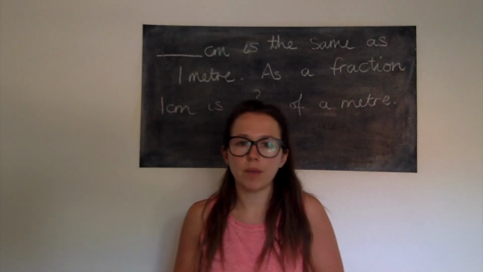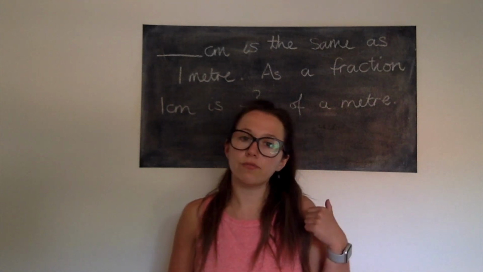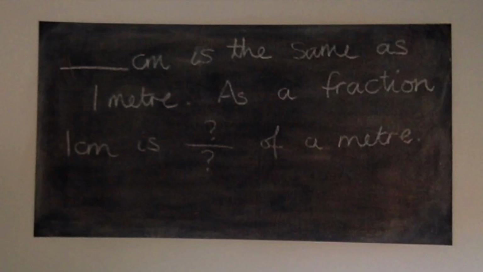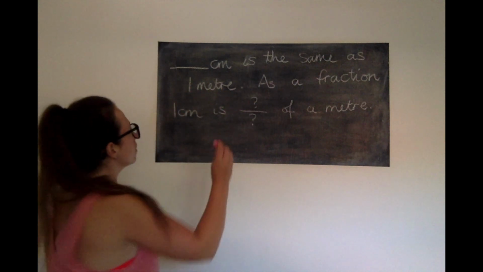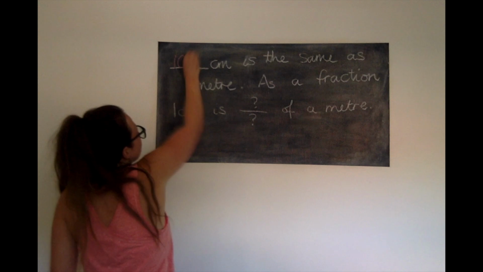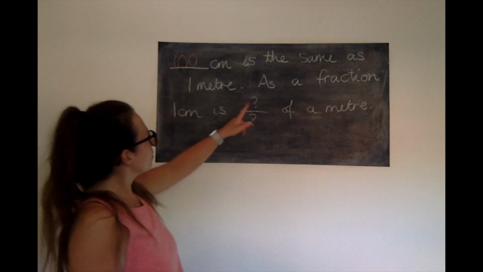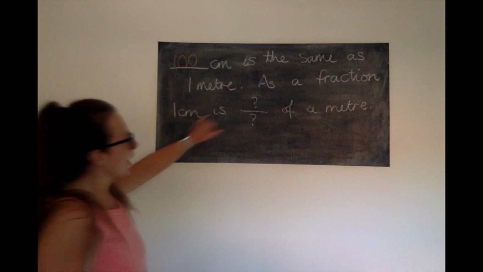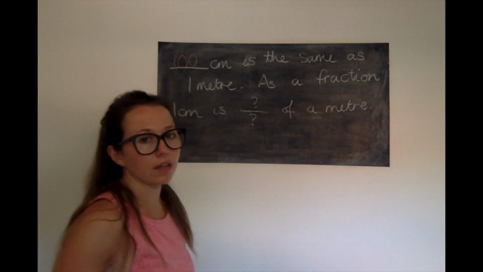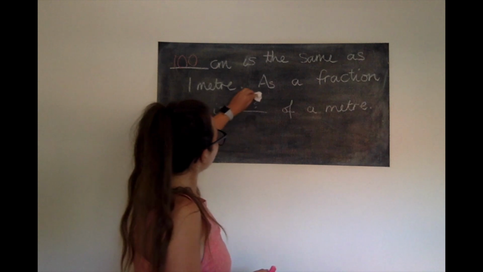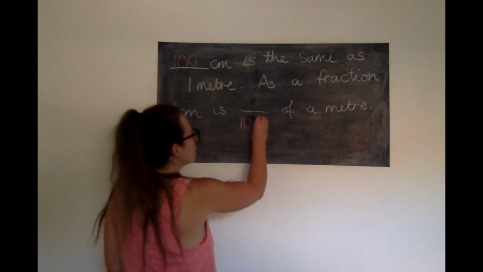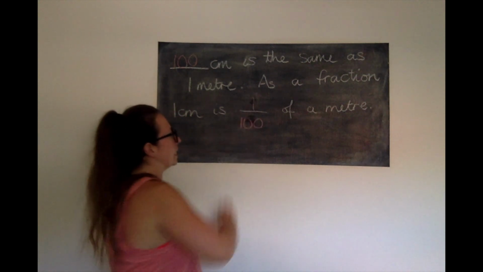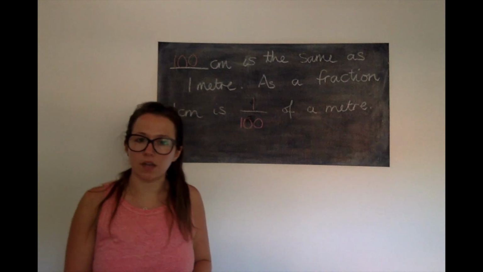We're now going to move on to think about metres. So I want you to pause the video and see if you can fill in these sentences. How many centimetres is the same as 1 metre? So there are 100 centimetres in a metre. So as a fraction, 1 centimetre is what fraction of a metre? So let's think. Our denominator, how many are we splitting our whole metre into? Every metre there's 100 centimetres, and so for every 1 centimetre, it's 1/100th of a metre.